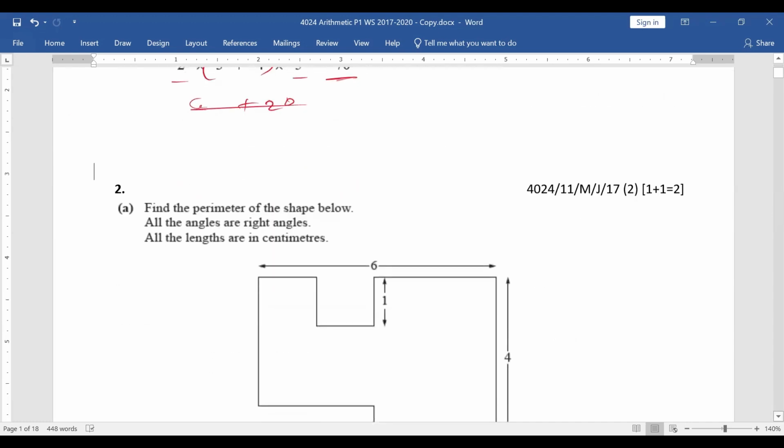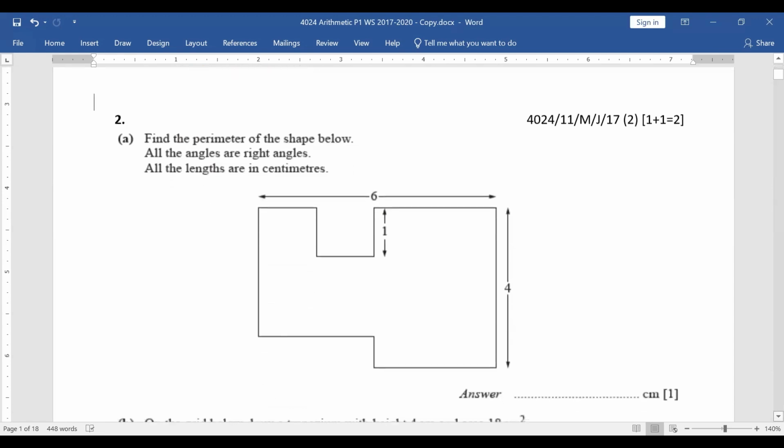Find the perimeter of the shape below. All the angles are right angles. All the lengths are in centimeters. This is a geometry or mensuration problem. First, we have to find the perimeter. All the angles are right angles, so perimeter means the side lengths. We have to add all the side lengths.